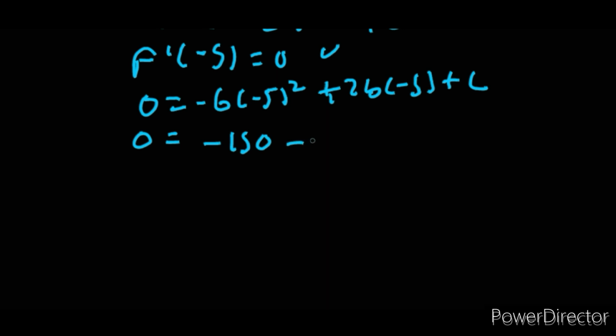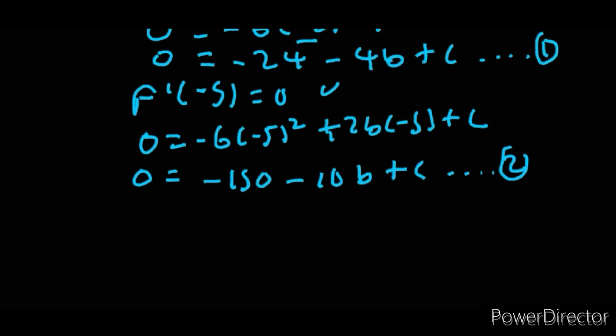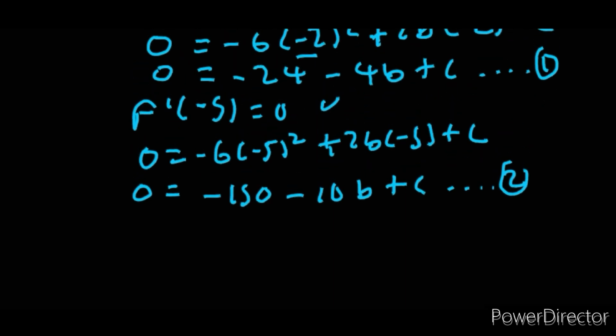And then this side we're going to end up having minus 10b plus c. So this is going to be my equation 2. So I've got both my equations, I've got my equation 1 and my equation 2.